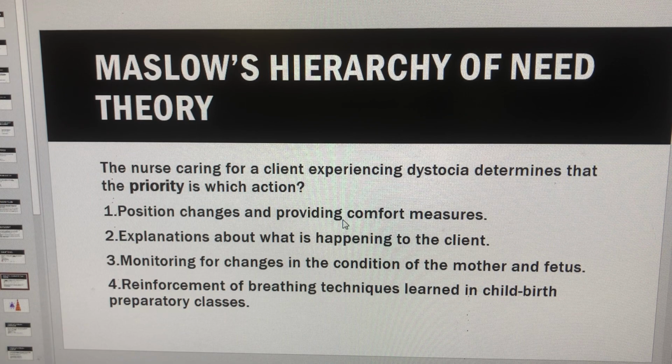1. Position changes and providing comfort measures. 2. Explanations about what is happening to the client. 3. Monitoring for changes in the condition of the mother and fetus. 4. Reinforcement of breathing techniques learned in childbirth preparatory classes.